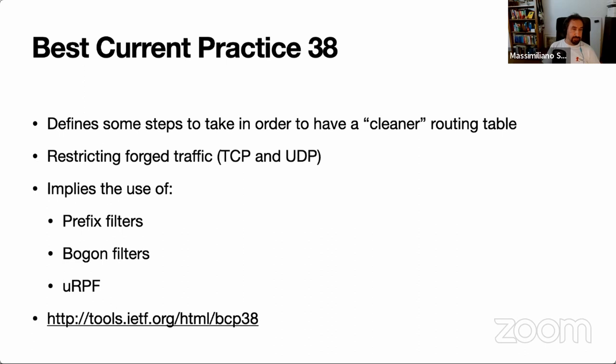BCP 38 is the basis for having cleaner routing and a cleaner routing table. And this means setting up prefix filters, setting up bogon filters, and RPF. It's documented as BCP 38 at the IETF, and this together becomes part of MANRS, the Mutually Agreed Norms for Routing Security, which is a project from the Internet Society to help the global community get better, cleaner routing. So with this, we finished the part about BGP, and there is RPKI.